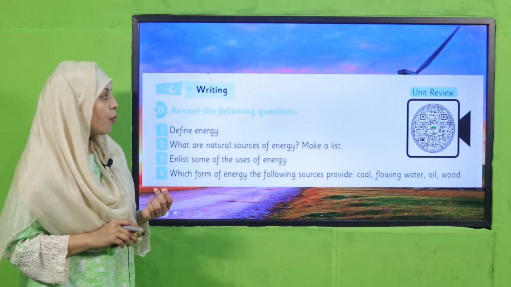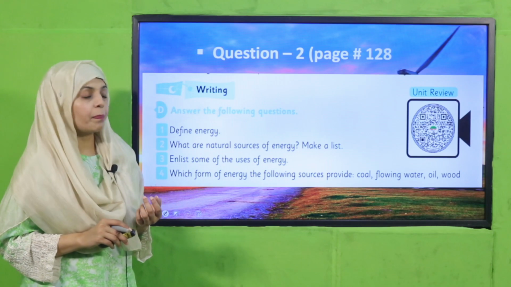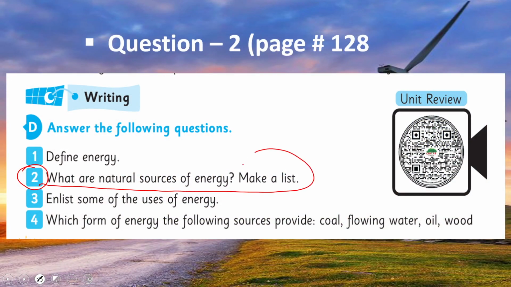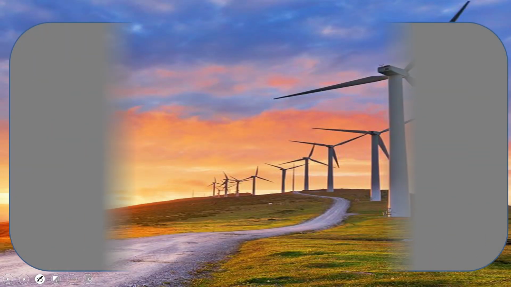So my dear students, for homework, you will do question number 2 on page number 128. What are the natural sources of energy? Make a list. You have to prepare a list of the natural sources of energy we have just read about, and finish this in your notebooks. Okay. So this is your homework and now is the time for wrap up.